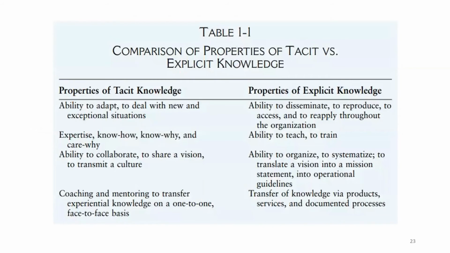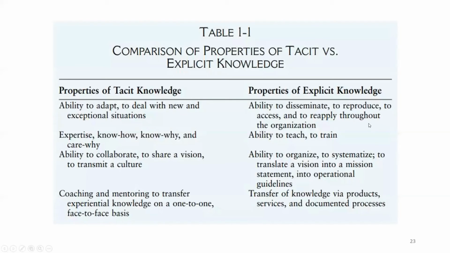Now, if you go slightly deeper into the properties or features of tacit knowledge: this is how we function when dealing with new, exceptional situations. We are also involved in collaboration, sharing vision, transmitting culture, expertise, know-how, know-why, and care-why. Coaching and mentoring, for example, transfer experiential knowledge. So experiential knowledge leverages a lot on tacit knowledge.